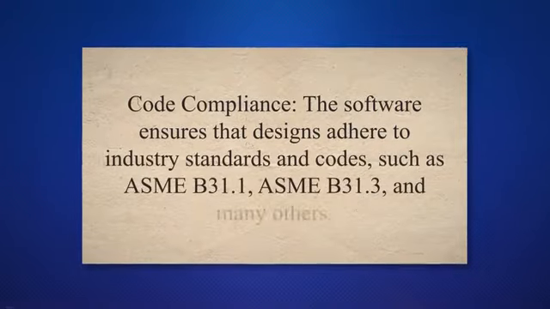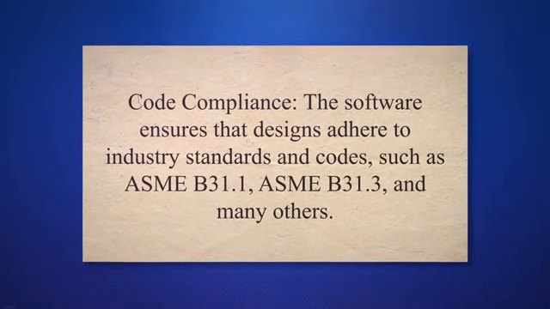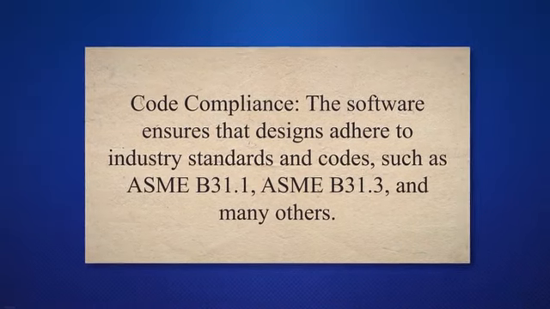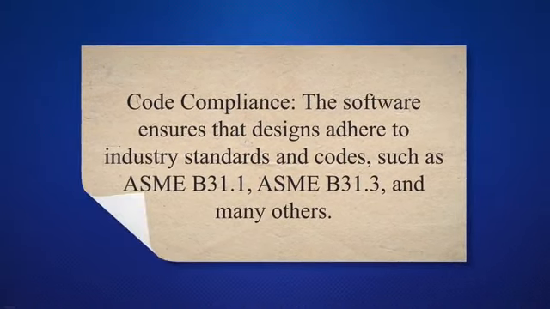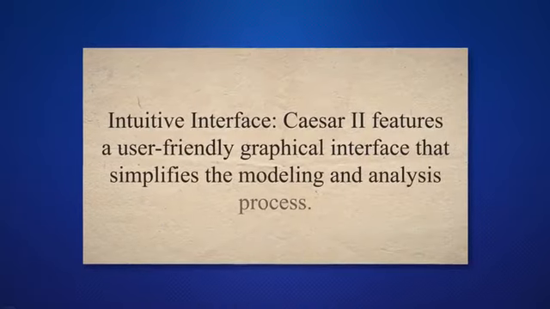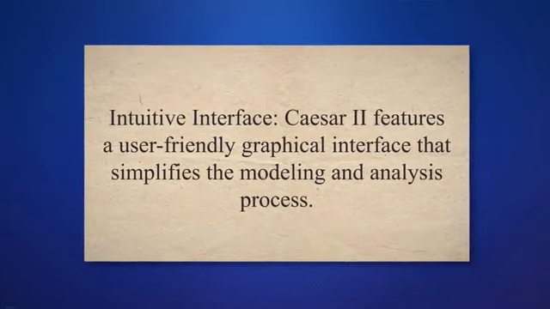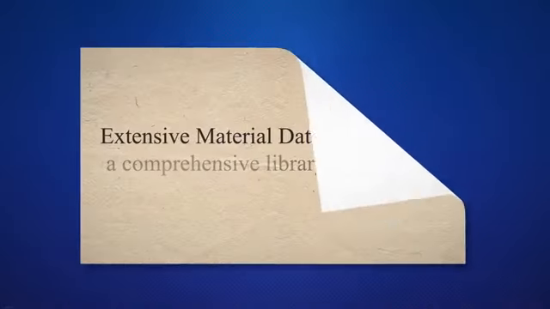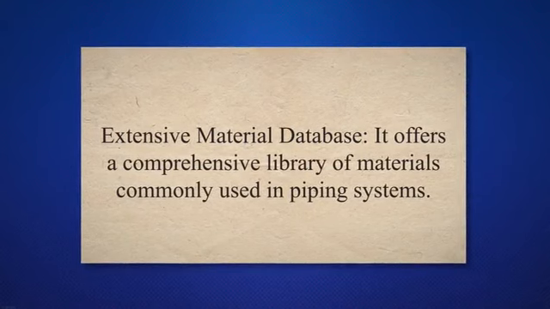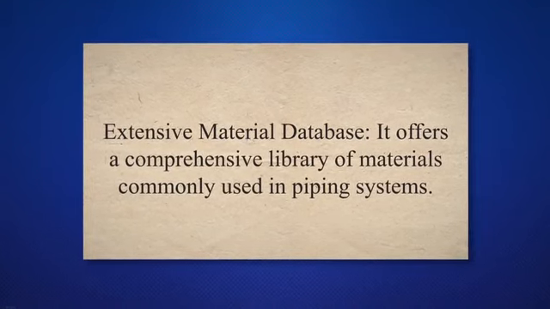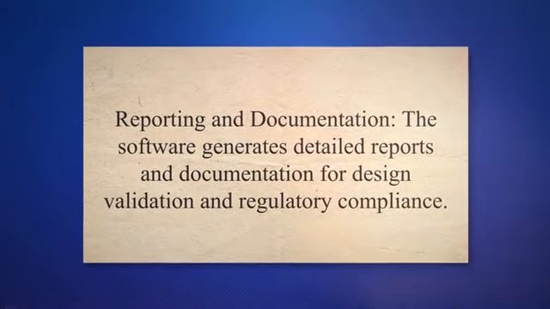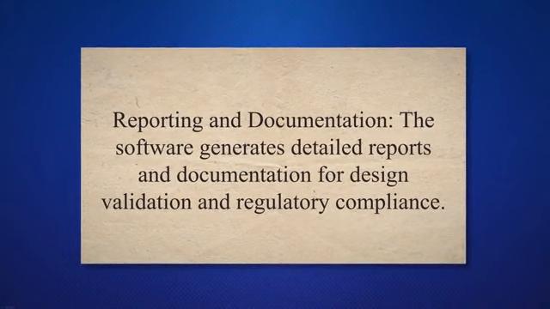Code compliance: the software ensures that designs adhere to industry standards and codes, such as ASME B31.1, ASME B31.3, and many others. Intuitive interface: CESA-2 features a user-friendly graphical interface that simplifies the modeling and analysis process. Extensive material database: it offers a comprehensive library of materials commonly used in piping systems. Reporting and documentation: the software generates detailed reports and documentation for design validation and regulatory compliance.